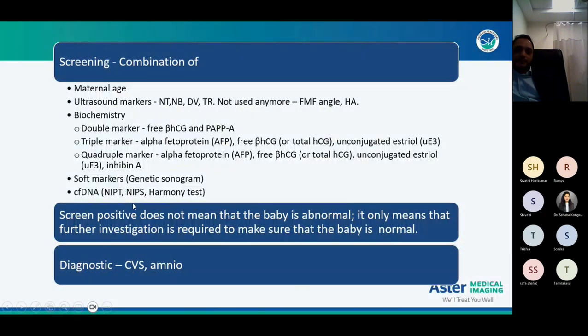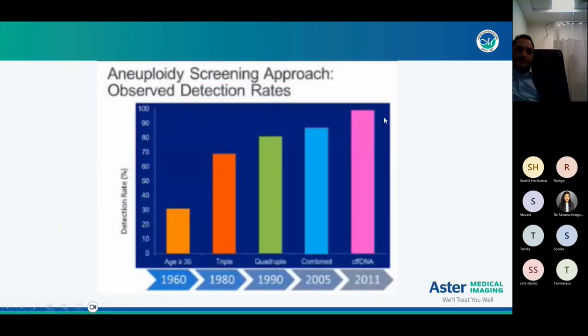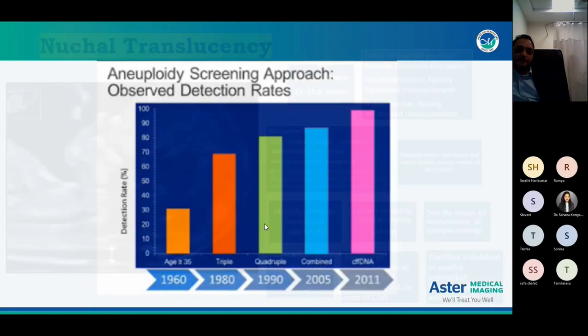So with all these things, this was the summary of how we are going to screen and why we are going to screen the baby. And if the screen test comes positive, it doesn't mean that the baby is abnormal. It only means that further investigation is required. So these are the various detection rates which I already mentioned in the previous slide.